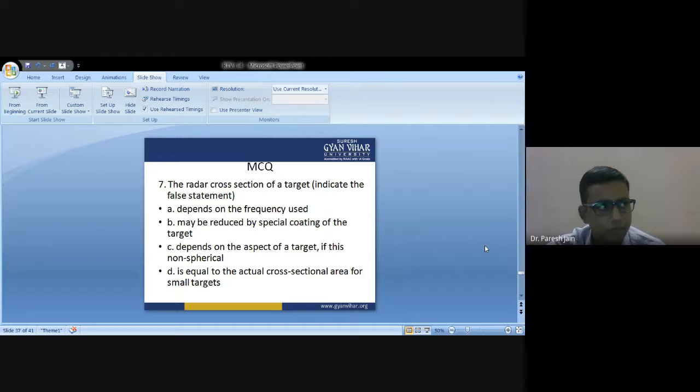Question number 7. The radar cross section of a target, indicate the false statement. A, depends on the frequency used. B, may be reduced by special coating of the target. C, depends on the aspect of a target if it is non-spherical. And D, is equal to the actual cross-sectional area for small targets.